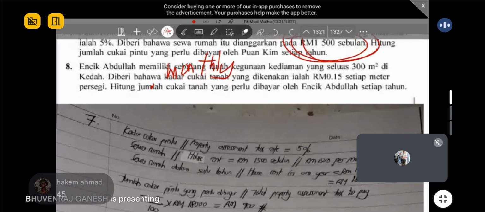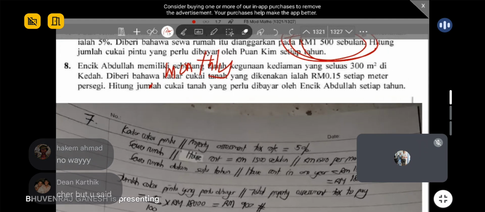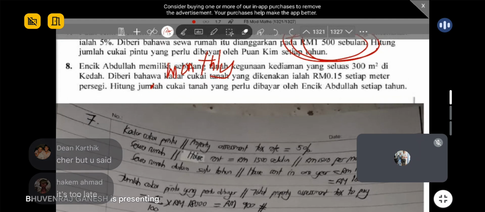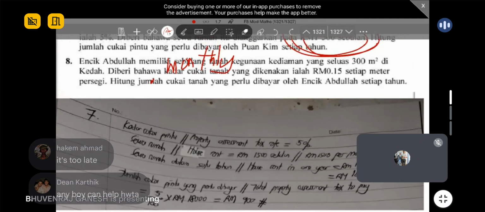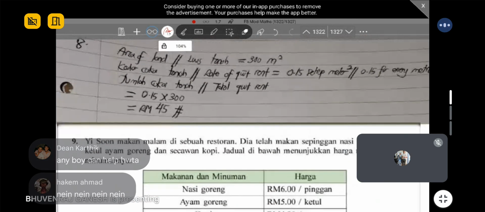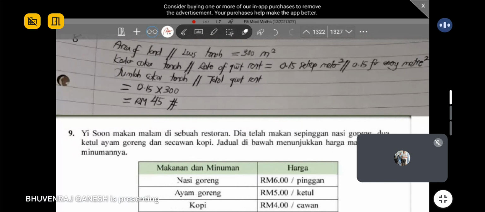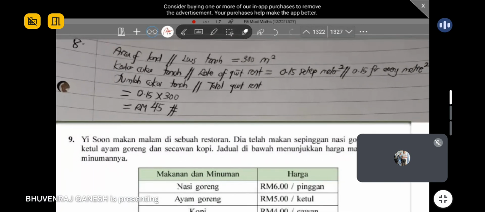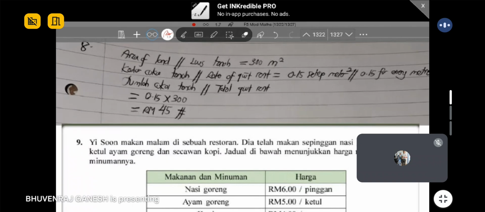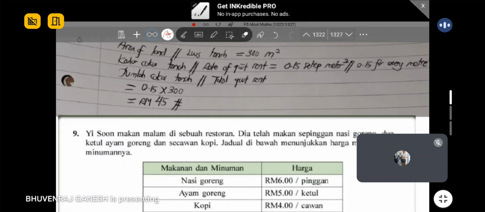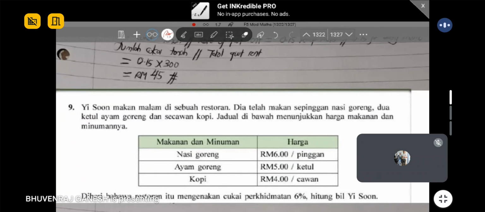Okay, so boys team still 0 points, guys. No, cannot. Although correct, you late already. It's still wrong. The answer is 45. But I call Ahmad, so other person cannot answer. So it's still 0 point. Okay, so guys, how to solve question 8? You take the area times the jumlah cukai, your total tax. So it's 0.15 times 300. So your answer is 45. Itu sahaja.